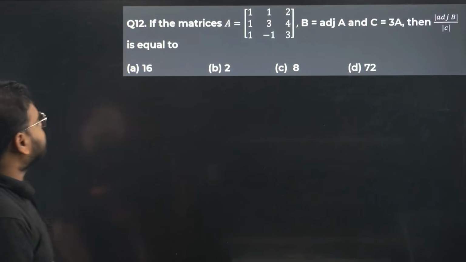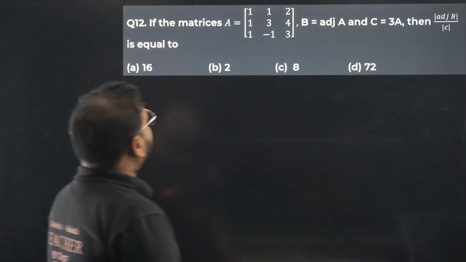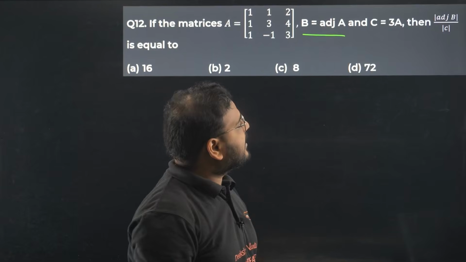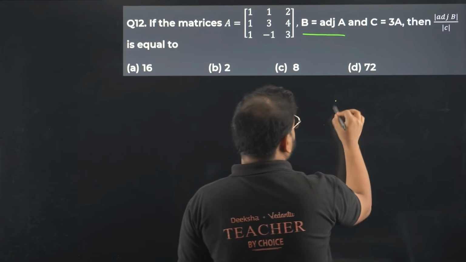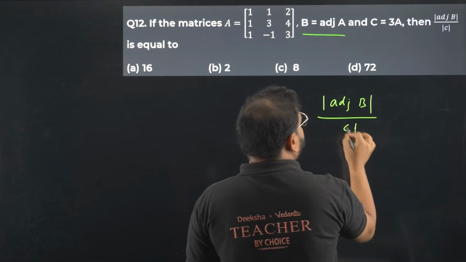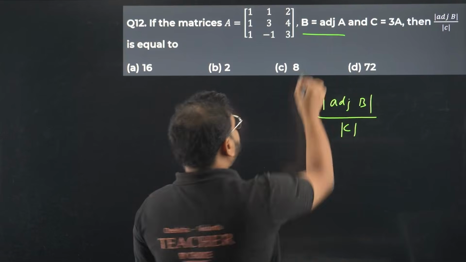Question number 12 now. The matrices A equals to 1, 1, 2, 1, 3, 4, and like that. B is adjoint of A. C is 3A. They're asking us the value of determinant of adjoint of B upon determinant of C. Okay. Adjoint of B, right? So B is nothing but adjoint of A.